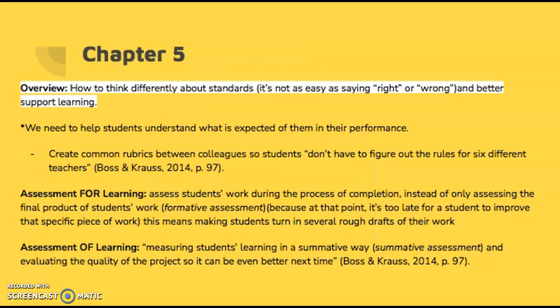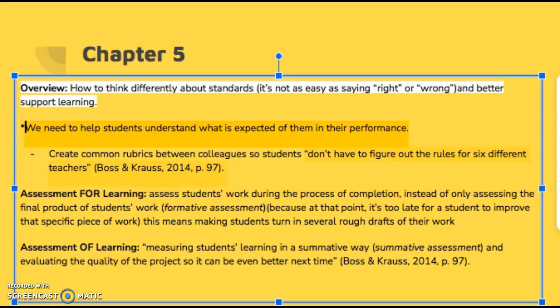Moving on to Chapter 5, this chapter talks about how to assess learning and provide support for students. And as I put in the parentheses, assessing student work isn't as easy as saying it's right or wrong, because a lot goes into a project. We need to help students understand what is expected of them in their performance, such as creating a rubric to establish a common understanding and basically get students on the same page as you. Below this phrase, the sentence, is a quote that explains exactly that.